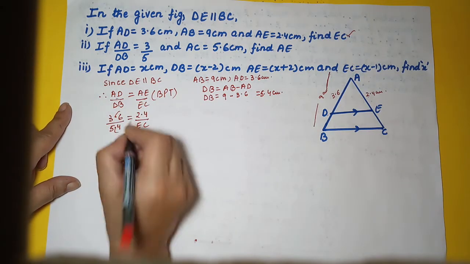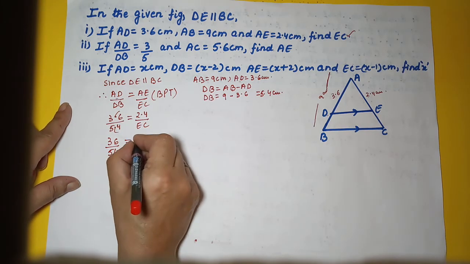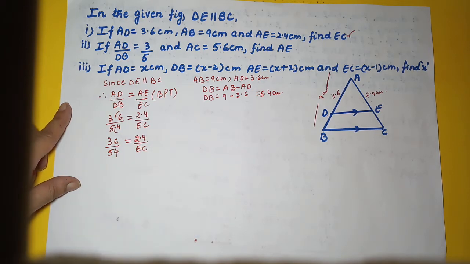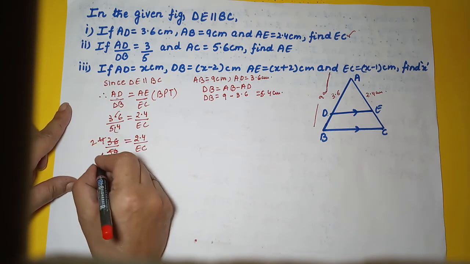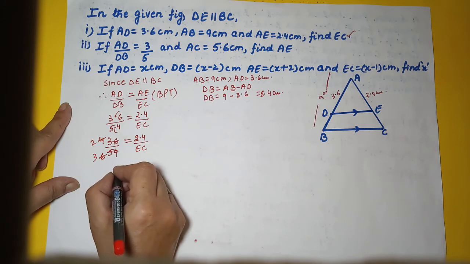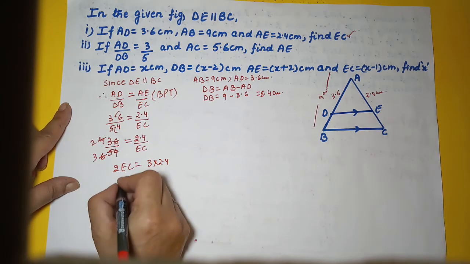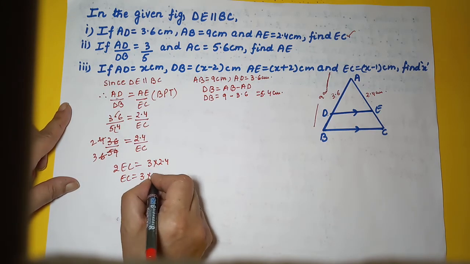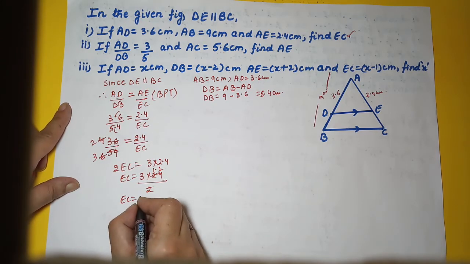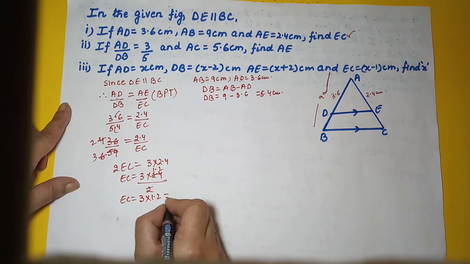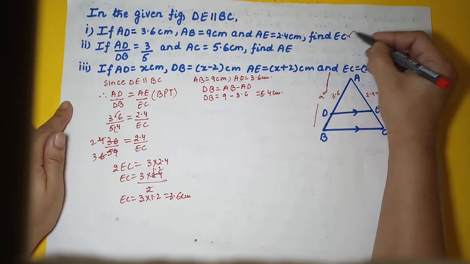So this decimal and this decimal will go. I will be left with 36 upon 54 is equal to 2.4 upon EC. So 9 4s are 36, 9 6s are 54, so 2 upon 3. If I cross multiply, 2 EC is equal to 3 into 2.4. So my EC will be 3 into 2.4 upon 2, which is 3 into 1.2, that is 3.6 centimeters. So I have answered the first part.